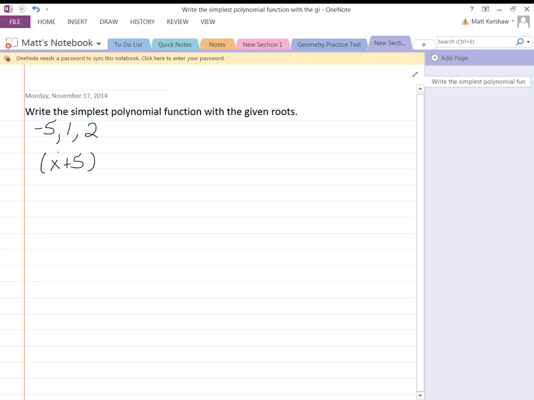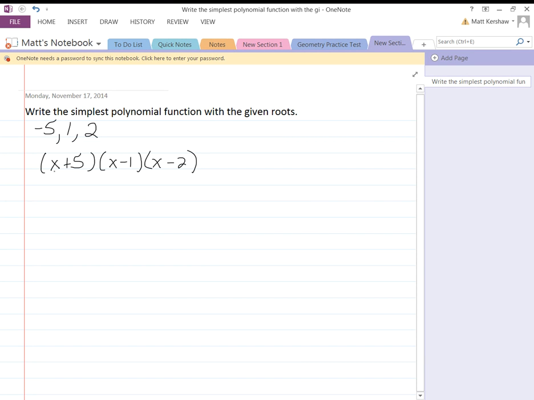So -5 plus 5 equals 0. So it's the opposite of that. So if my answer is 1, and 1 makes this thing equal 0, this would have to be x minus 1, x minus 2.